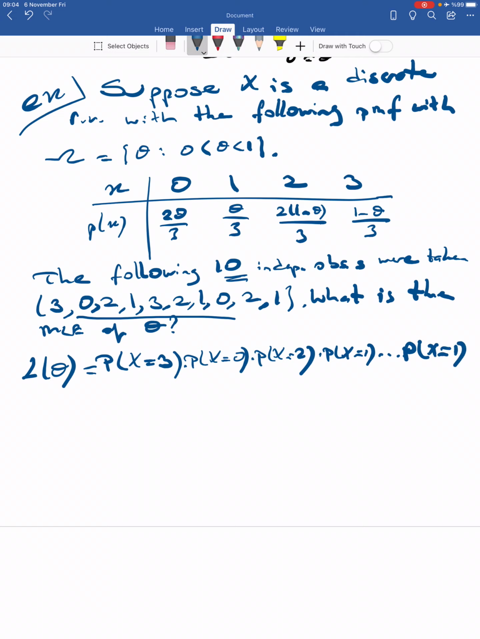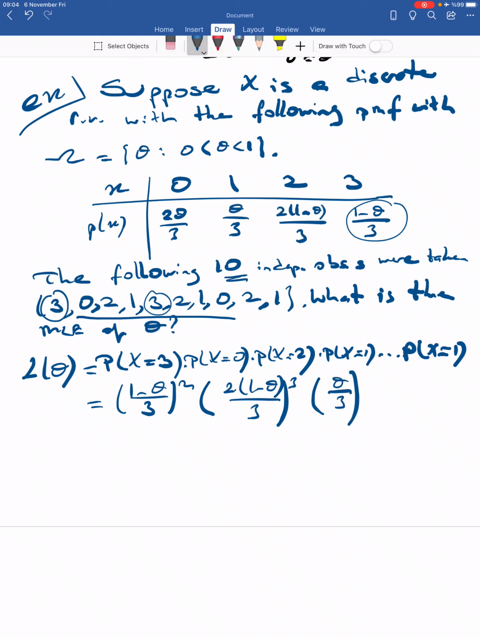So how many 3s do we have? 1, 2, only. So let's write the probability of observing 3 as (1 minus theta) over 3. We have 2 of them, so take the square. Let's look at 2. Okay, so how many 2s do we have? 1, 2, and 3 2s. The probability of observing 2 is this one, take the cube. And then let's look at 1. Probability of observing 1 is theta over 3. How many 1s do we have? 1, 2, and 3. And 0: the probability of observing 0 is 2 theta over 3. How many zeros do we have? Only 2. Okay, so this is the likelihood function.